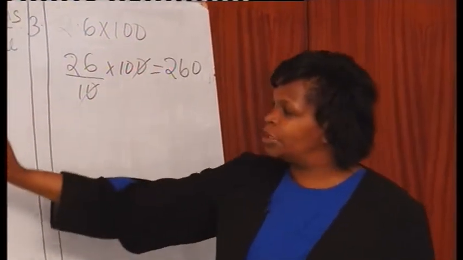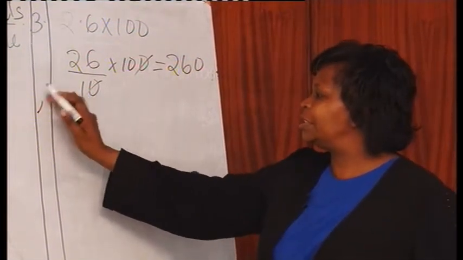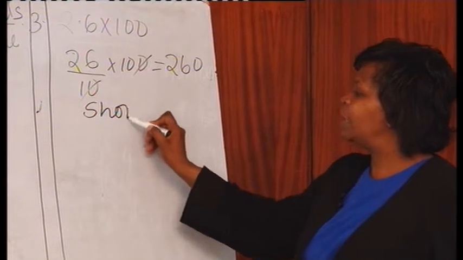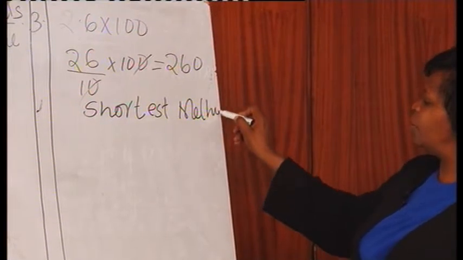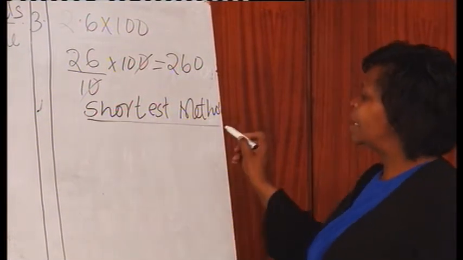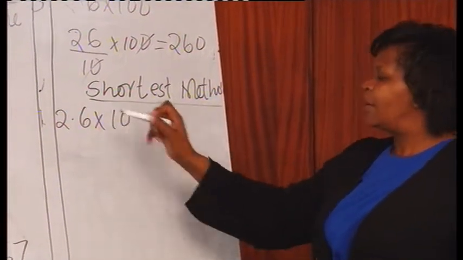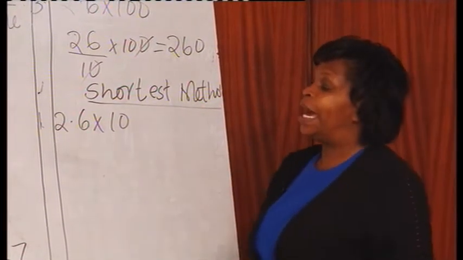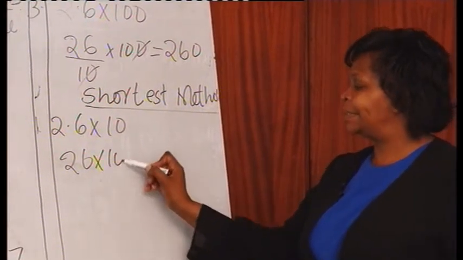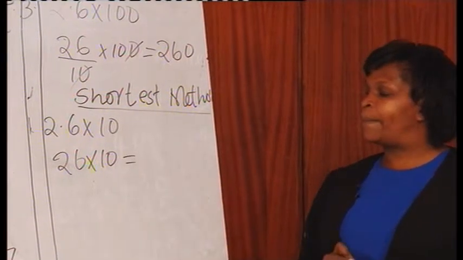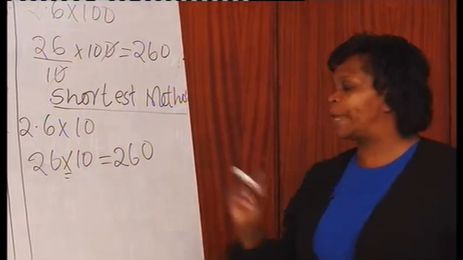Now, instead of using this method, I can use the shortest way possible of doing the same. What do I mean by the shortest method? In multiplication, for example, 2.6 times 10. What I do is first make this a whole number. And it becomes 26. Then I multiply by 10. Remember, if I'm multiplying any number by a multiple of 10, I just get the number, which is 26, then I add 0.